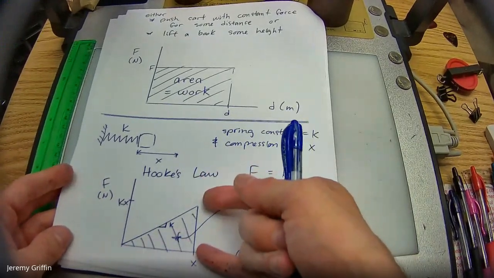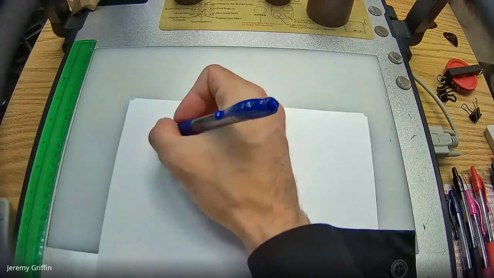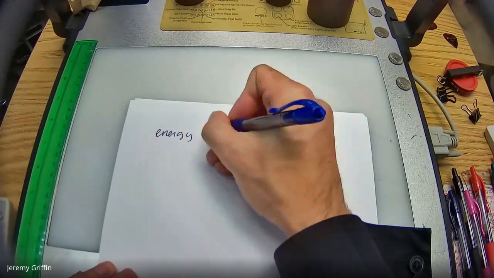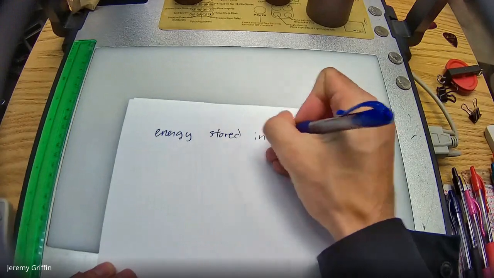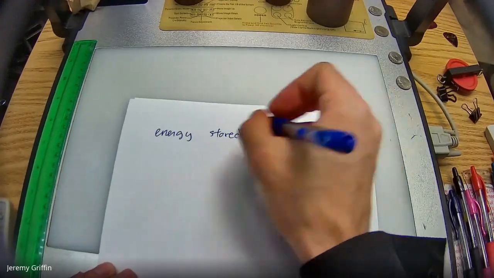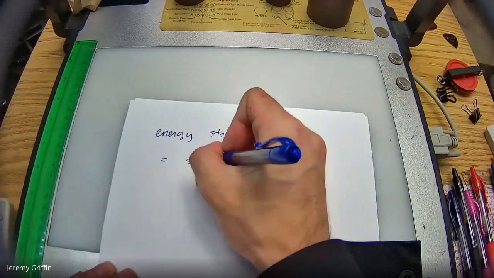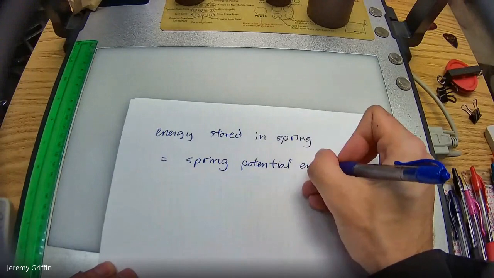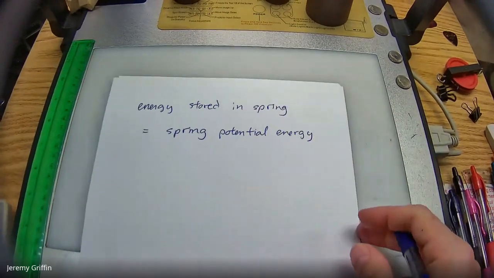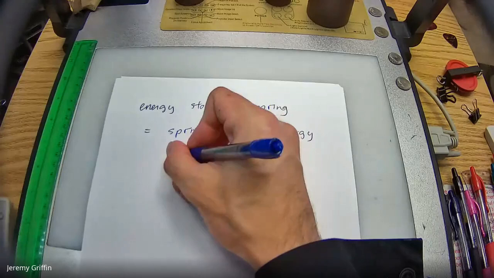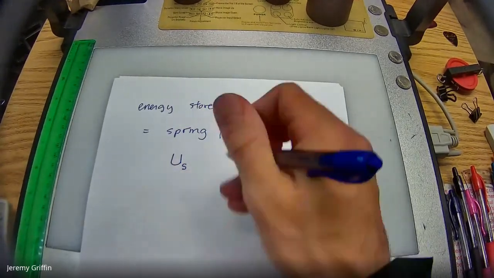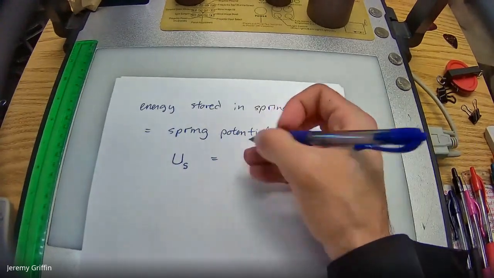The height is kx. So how much energy is stored in the spring? Energy stored in the spring is called spring potential energy. It's energy that could potentially be recovered. And U is potential energy. I told you that a few minutes ago, but I'm going to throw a little subscript S on that. And it's the area of that triangle.